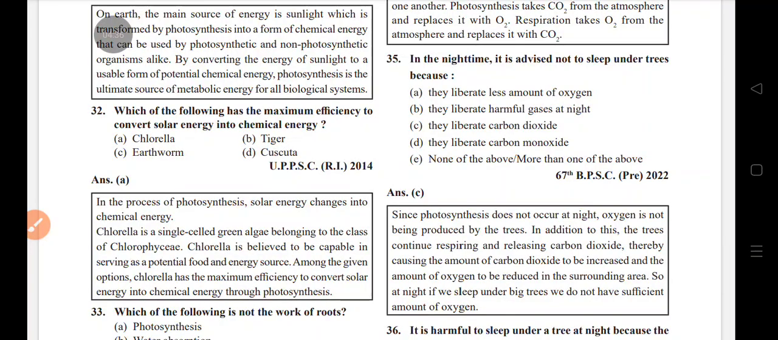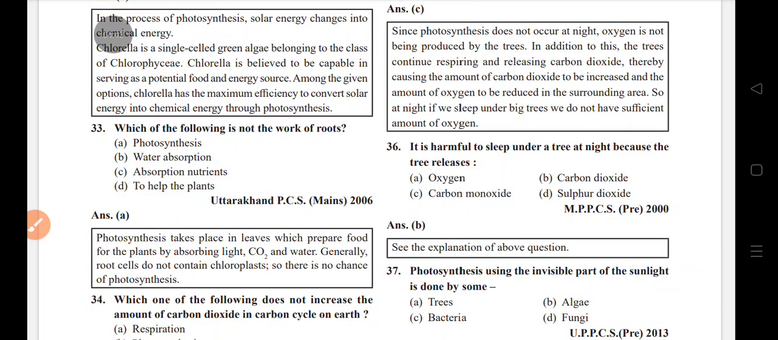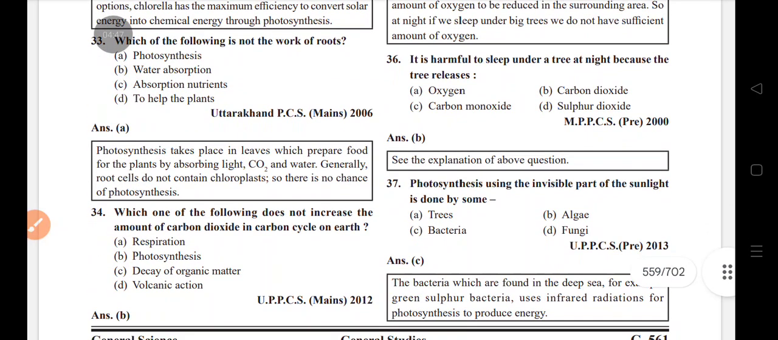At night, it is not advised to sleep under a tree because they liberate CO2. It is harmful to sleep under a tree at night because trees release CO2. Photosynthesis using the invisible part of sunlight is done by some bacteria.